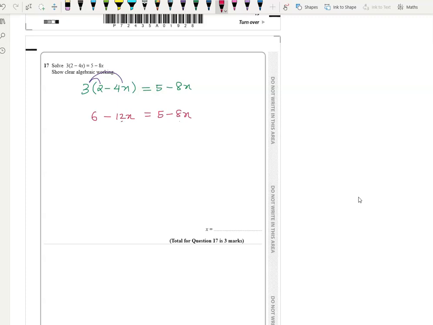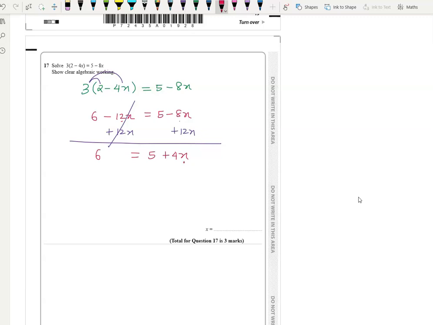Now you have x on both sides, so always try to cancel the smaller term. In this case the smaller variable term is minus 12x. So to cancel minus 12x, you add 12x on both sides. So this will get cancelled. You get 6 equals 5 and 12 minus 8 gives you plus 4x. Now you have only one variable term, that is 4x.